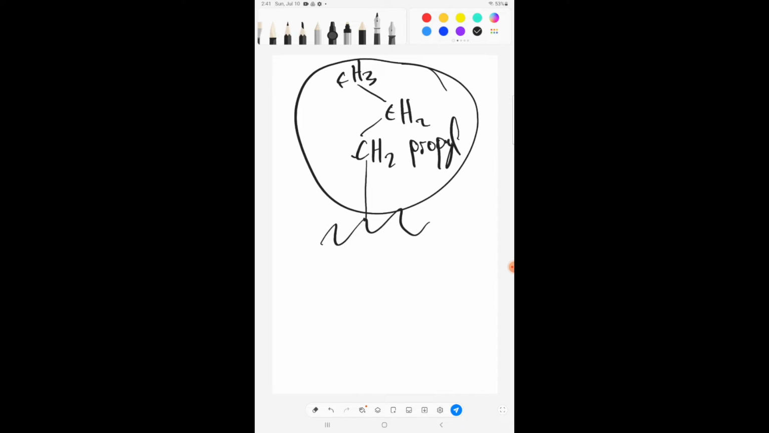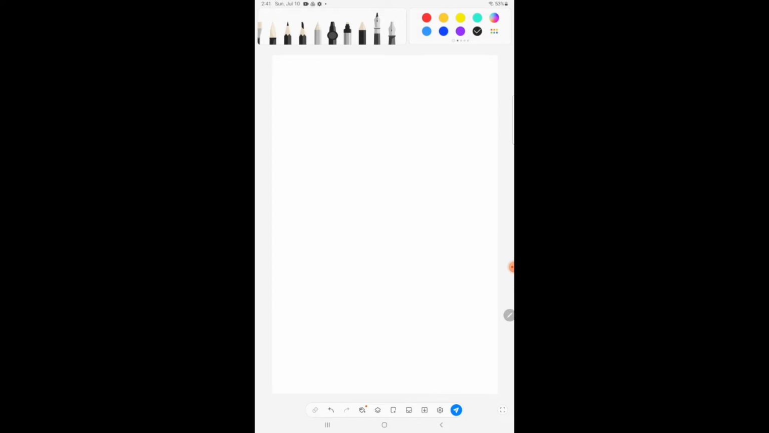Okay, so we hit on 4 main substituents. Actually, I think there are 7 common ones. So 4 common ones we just discussed. So here's another one. This is a hydrogen.